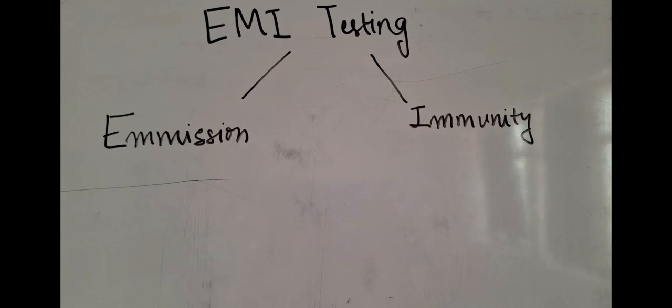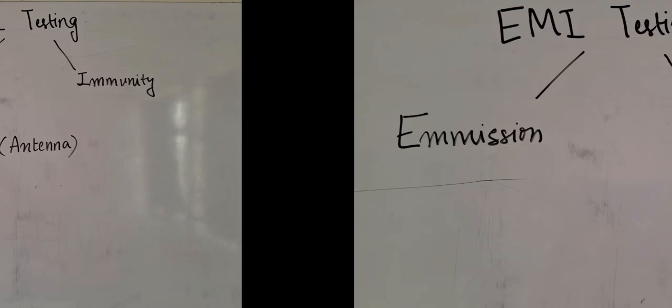This EMI testing is of two types. First is emission testing and second one is immunity testing. Emission testing checks how much emission of electromagnetic waves is being created by a device, and the other is immunity testing, which means how much immunity, or how much electromagnetic pollution, a device can withstand.